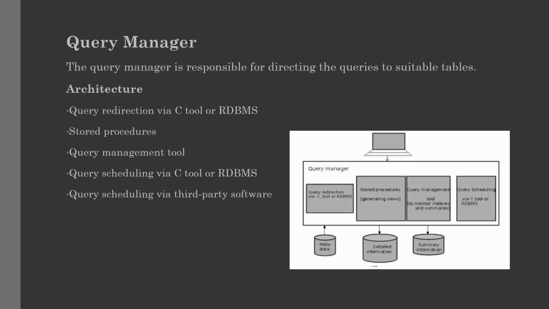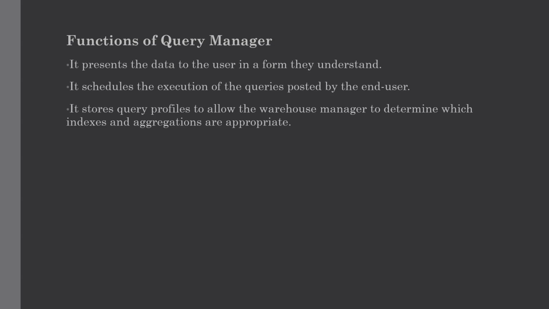First one is query direction via the C language tool or a relational database management system. Next one is stored procedures, also the query management tool, and query scheduling via RDBMS or third-party software. So these are some main components which are present in the query manager. So now we will discuss different functions which have to be carried out by the query manager. So these were all the main functions of a query manager.